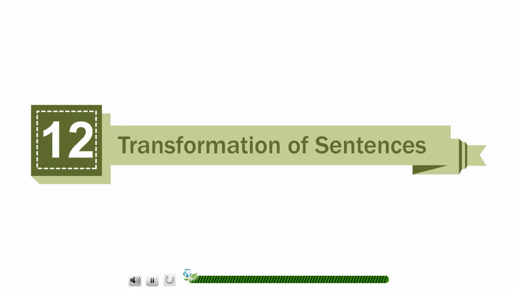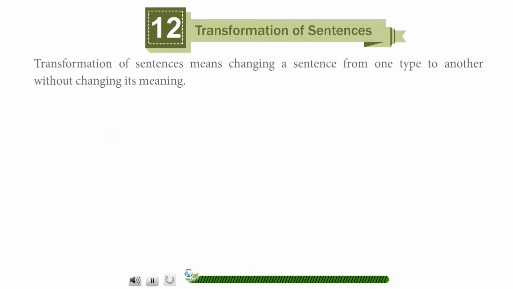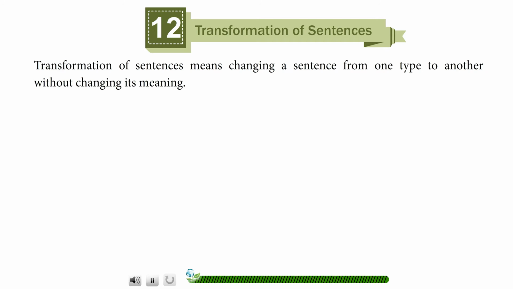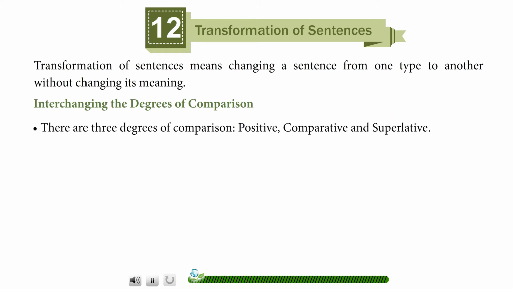Chapter 12. Transformation of sentences. Transformation of sentences means changing a sentence from one type to another without changing its meaning. Interchanging the degrees of comparison. There are 3 degrees of comparison: positive, comparative, and superlative.